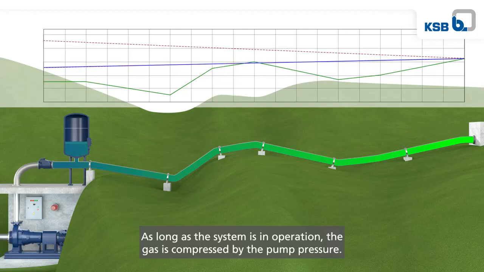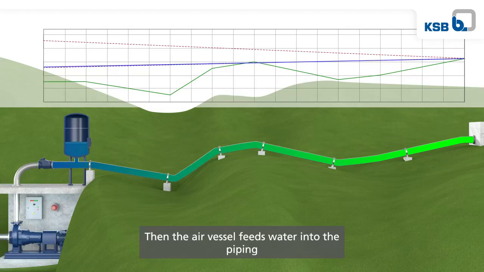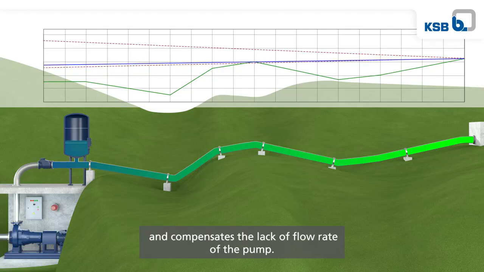As long as the system is in operation, the gas is compressed by the pump pressure. If the pump fails, the pressure drops and the gas can expand. Then the air vessel feeds water into the piping and compensates the lack of flow rate of the pump.